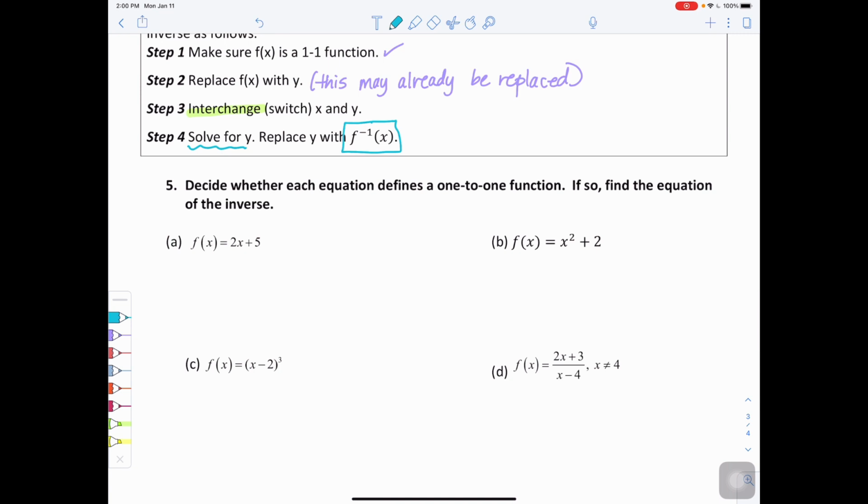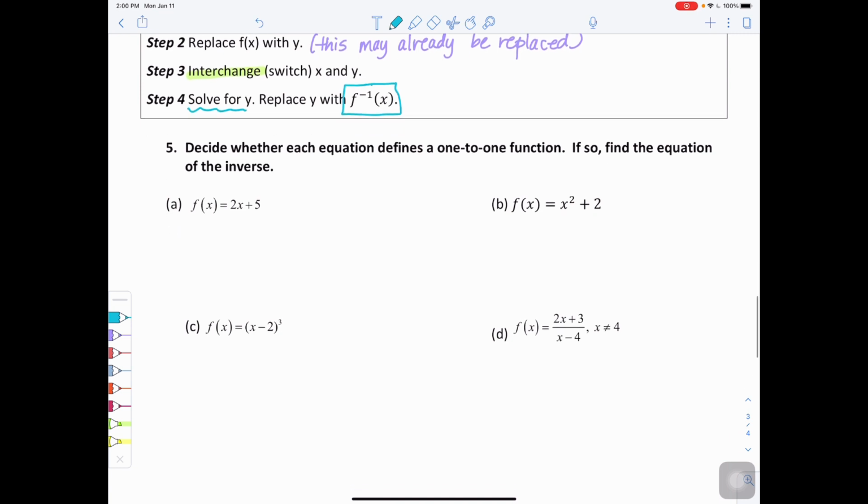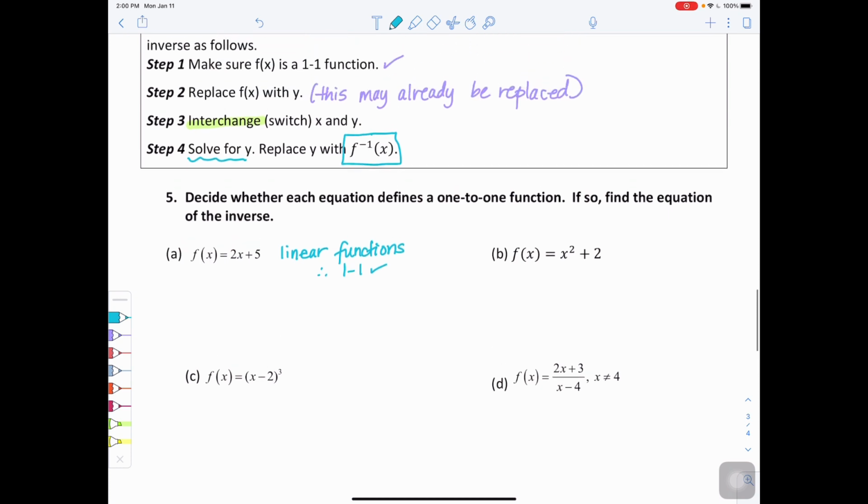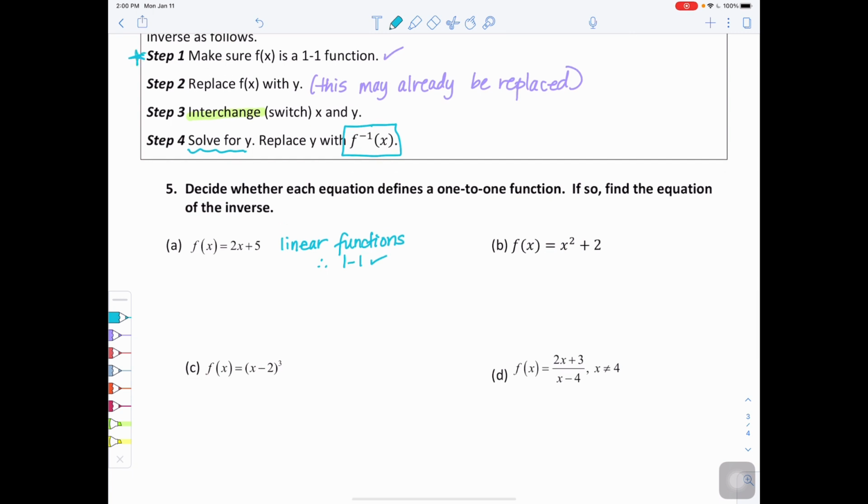The first thing I want you to note is that in A, this is a linear function, and we've already talked about linear functions. They are all one-to-one. Now, there is one linear function, of course, that is not one-to-one, and that's a horizontal line, the constant function, but that is the only one. So obviously that's not this function in A. So let's go ahead and start up here with step 1. We've made sure that we have a one-to-one function.